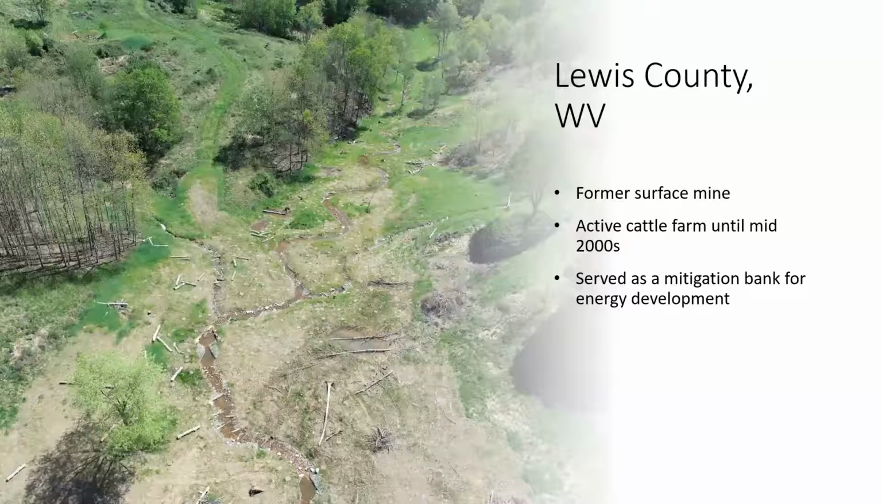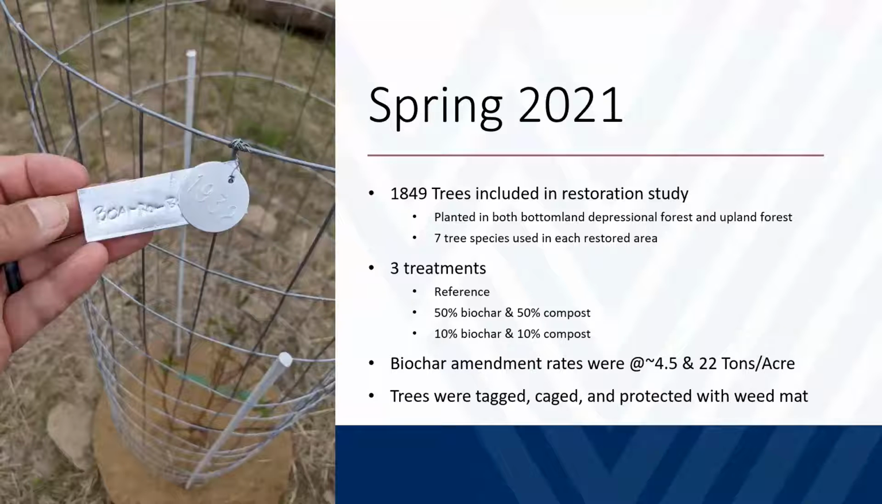After surface mining, this site is kind of interesting. This was also a former cattle operation. So from surface mine, it went to cattle, and then now into a restored, perpetually protected wetland. Right. So during the spring of 2021, 1,849 trees were included in the restoration study.